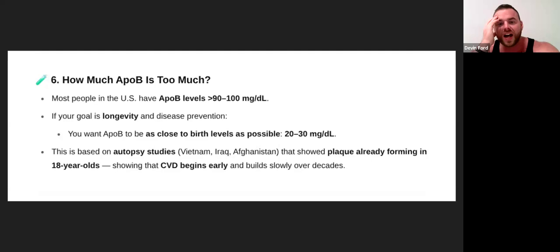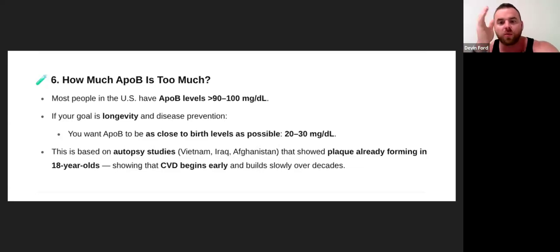They have done a lot of autopsy studies, which are really fascinating. Going back from Vietnam, I think is when they started doing it, Iraq, Afghanistan, all these wars, we have these autopsy studies where they've studied a lot. And what they have shown is plaque already forming in 18-year-olds. Basically, since we are born, we begin having heart disease or cardiovascular disease. So quite literally the day that we are birthed, we're dying in some sense. It's probably a really morbid way of saying that, but it's true.